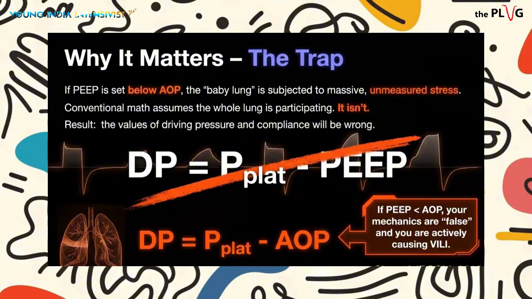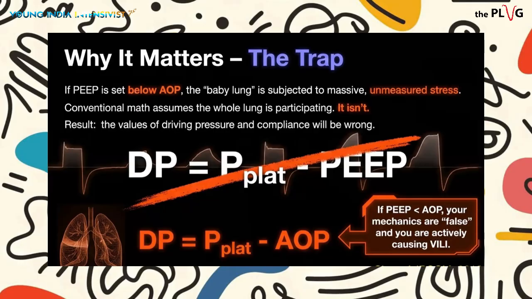Okay, so if PEEP is less than airway occlusion pressure, your mechanics are false. And you are also causing atelectrauma because the airways are opening and closing to some extent. If PEEP is set below airway occlusion pressure, the baby lung is subject to massive unmeasured stress. Conventional math assumes the whole lung is participating. It isn't. The value of driving pressure and compliance is wrong, my dear friends.